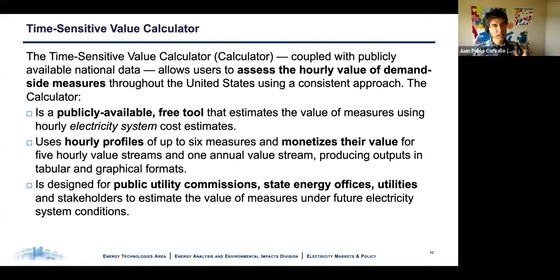This calculator is programmed as an Excel spreadsheet, and this is part of the thinking behind the idea of it being publicly available and accessible, because Excel, as you know, is one of the most common tools out there, especially aimed at state energy staff and public utility commission staff that typically do not have access to specialty tools. Programming the calculator in Microsoft Excel allows for that access.